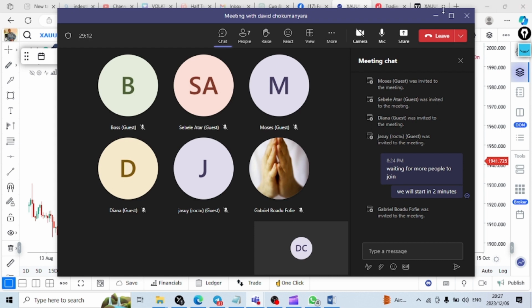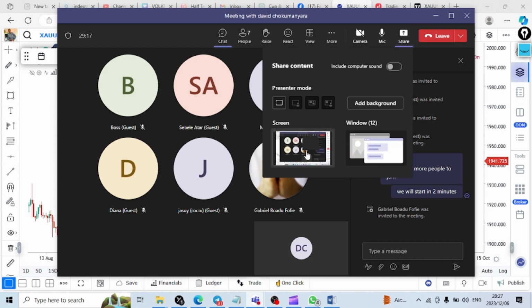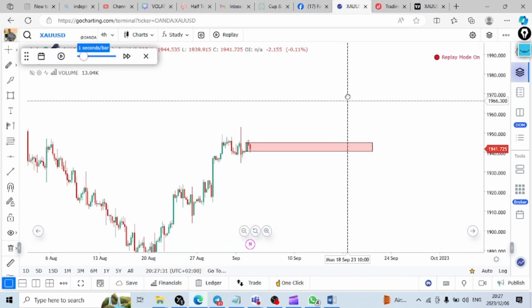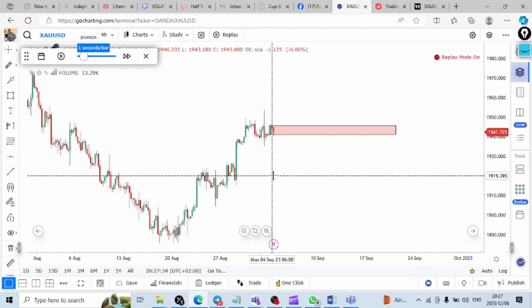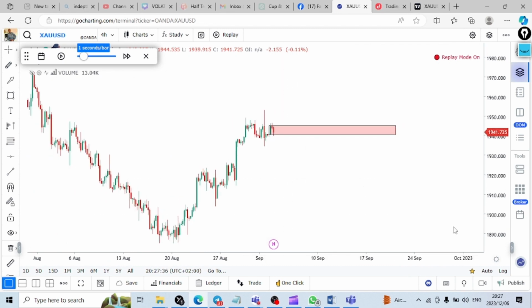Okay, so what I'm going to do now, I'm going to share my screen so that you can see what is there on my screen. I've shared the screen and I hope you can see it.